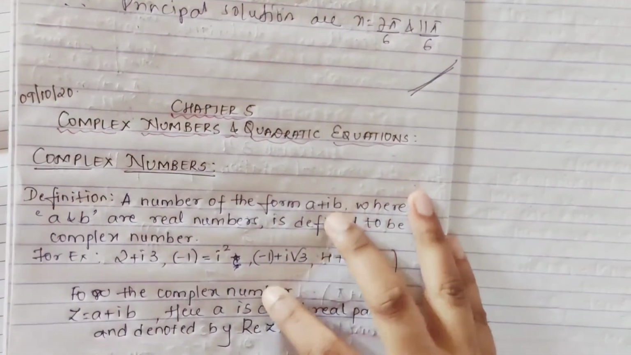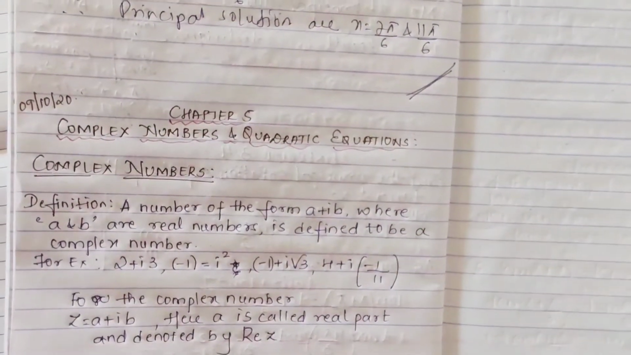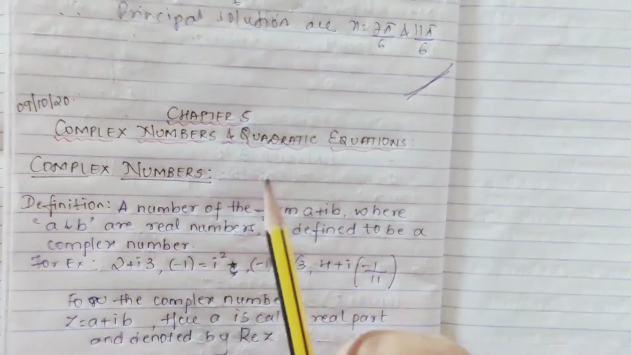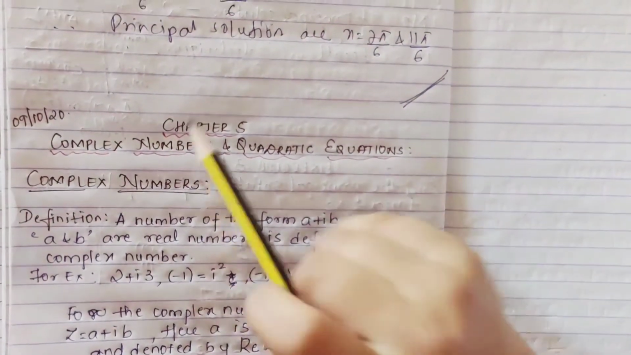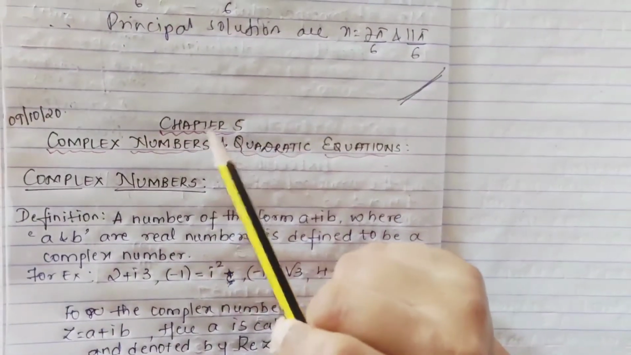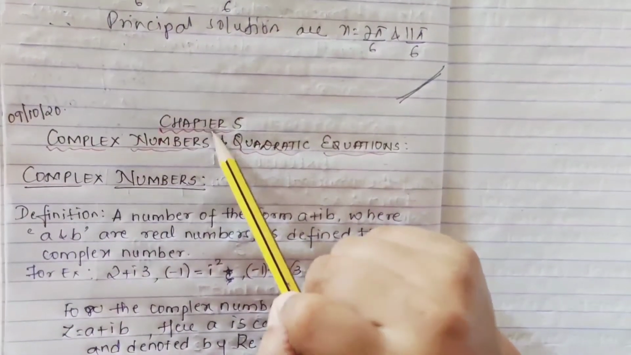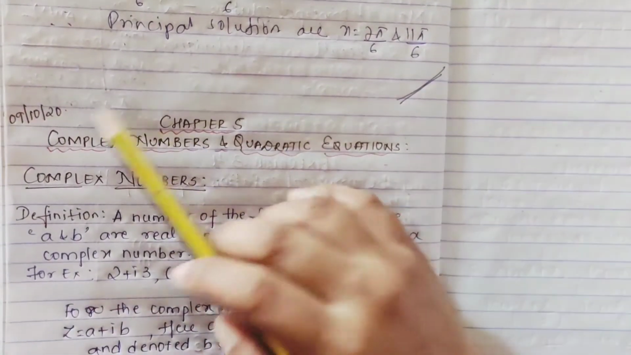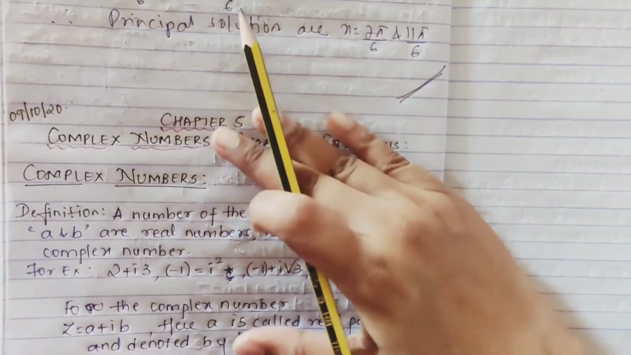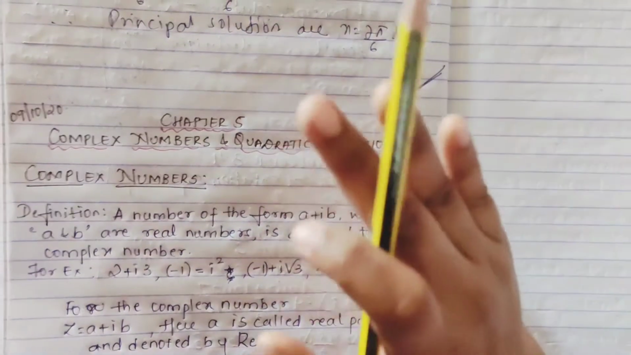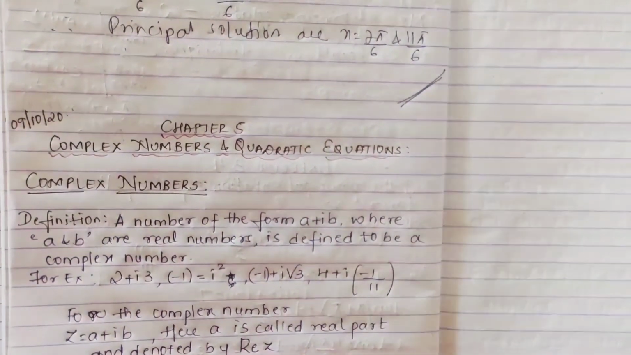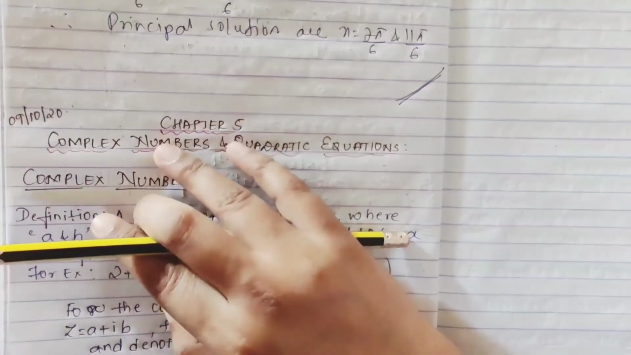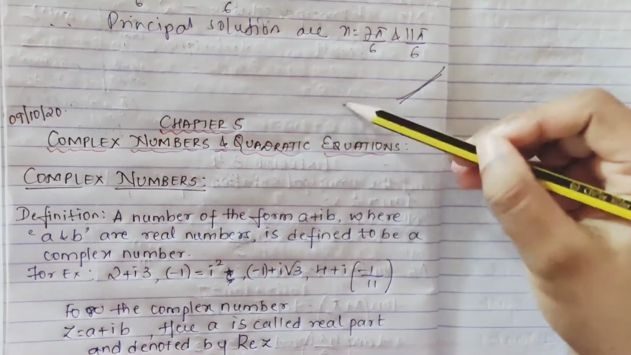Hello my dear students. Today we'll start with a new topic, chapter 5: complex numbers and quadratic equations. First we will see what complex numbers are, because quadratic equations you have already studied in your SSLC. But first we will get hold of complex numbers, then we will head on to quadratic equations.